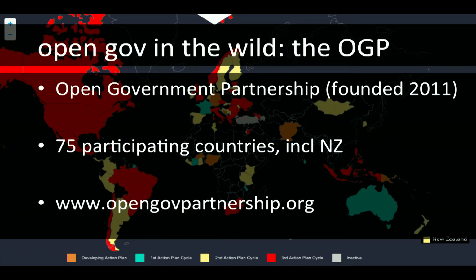So, one of the major open government initiatives is the OGP. Are you all familiar with the OGP? Cool, a couple of people. Bear with me. So the OGP is the Open Government Partnership. It was founded in 2011. It started out with eight states, I believe, of which New Zealand wasn't one.